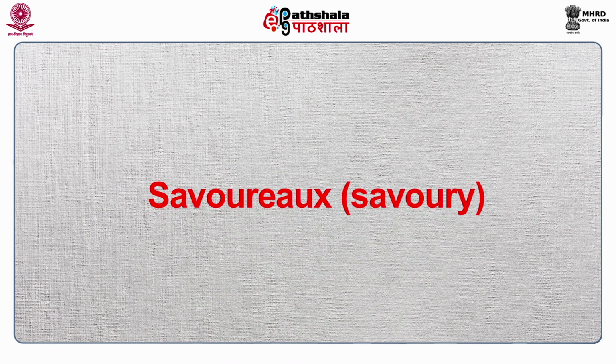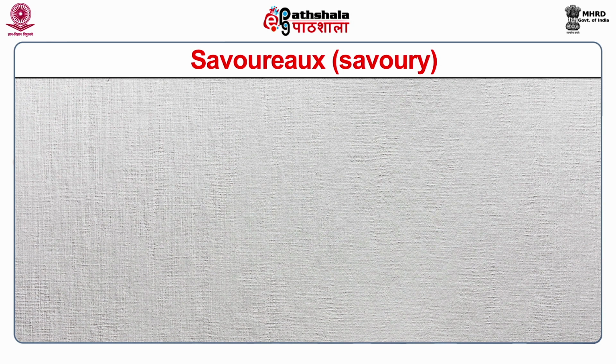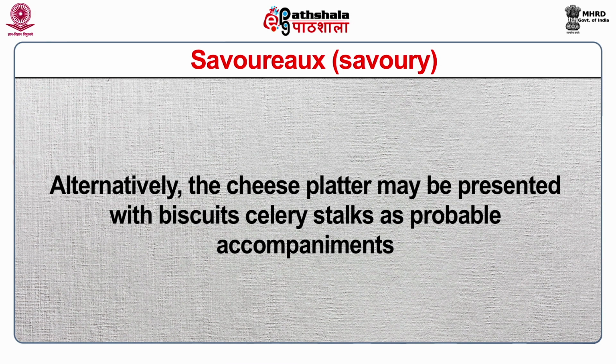The 14th course is savouries, which is known as savoury also. This course consists of a tidbit on a hot canapé of toast or fried bread on which spicy fillings are placed. Alternatively, cheese platters may be presented with biscuits and celery stalks as probable accompaniments.